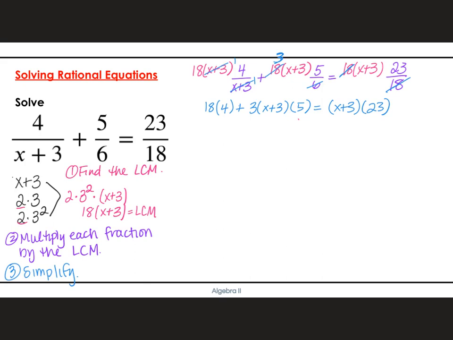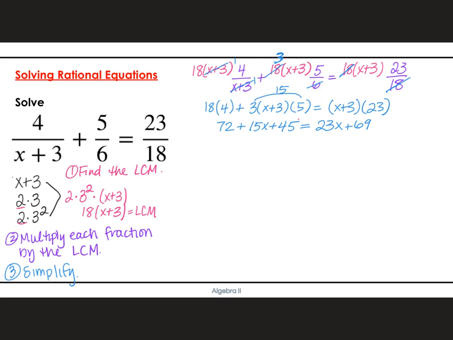So by multiplying by the least common multiple, I've gotten rid of the fraction, and now I just have an extensively long equation. So now we want to work out this equation and simplify everything that we can simplify. So the first thing I need to do is 18 times 4, which is 72, plus 3 times 5 is 15. So that means I'm going to have to multiply 15 times x plus 3. So that's going to give me 15x plus 45. And that's going to be equal to 23 times x, so that's 23x, and then 23 times 3, which is a positive 69.